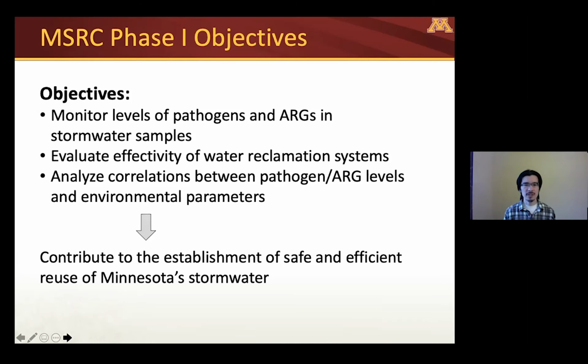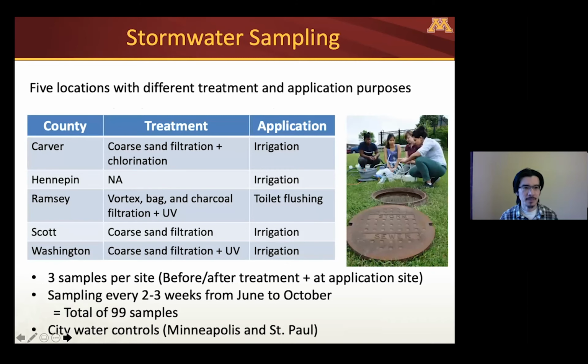By doing this research, we'd like to contribute to the establishment of safe and efficient reuse of Minnesota's stormwater. We collected stormwater samples from 5 locations with different treatment and application purposes. These facilities are located in 5 counties as shown in this table.